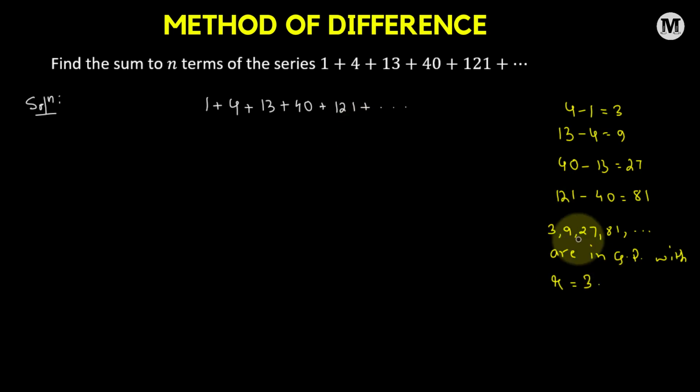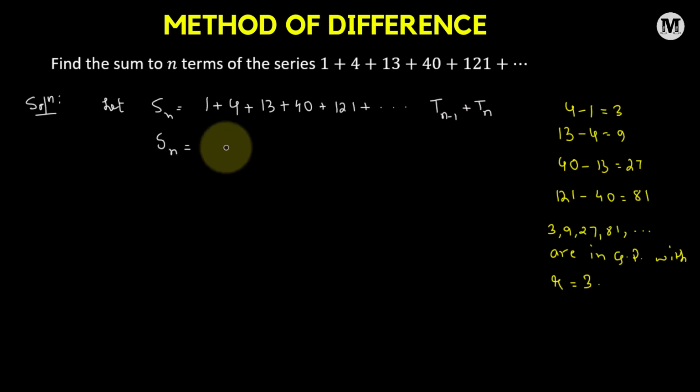So what we will do, we'll use the method of difference to obtain the sum up to n terms. For this, let us suppose that Sn denotes the sum to n terms of the given series. So here we will consider the last term of the series and denote it as Tn. Then we can also express the second last term as Tn minus 1 to take the same sum.